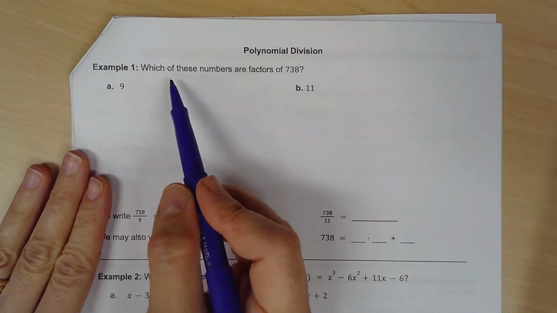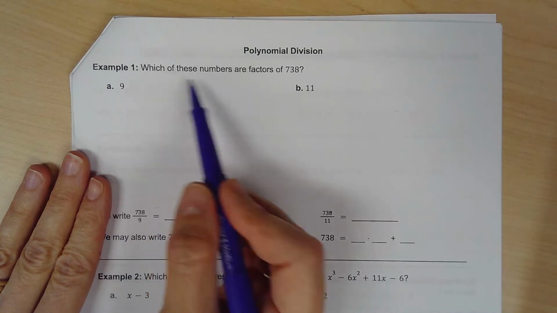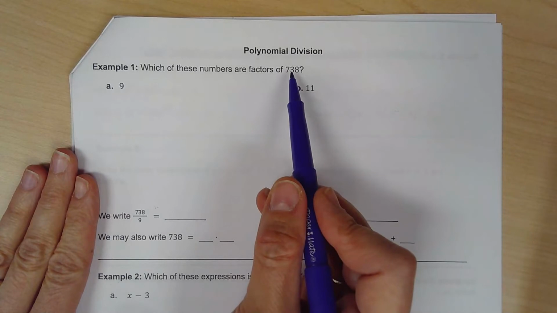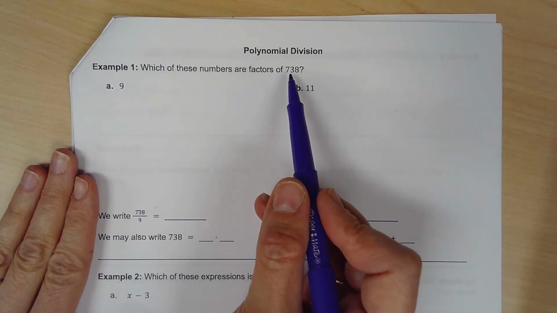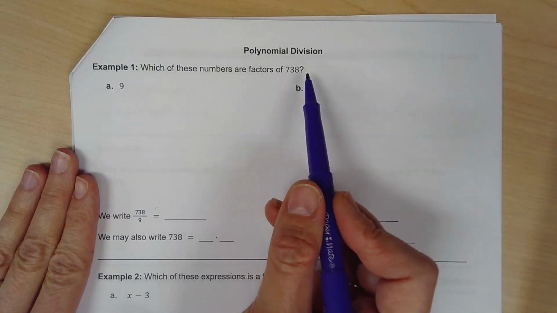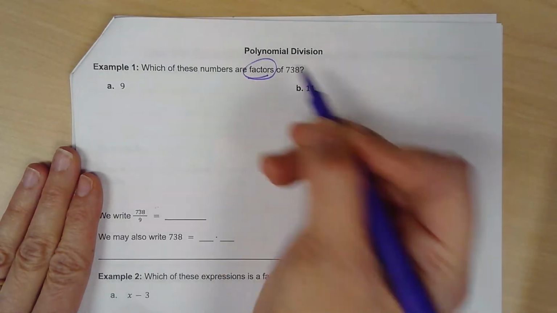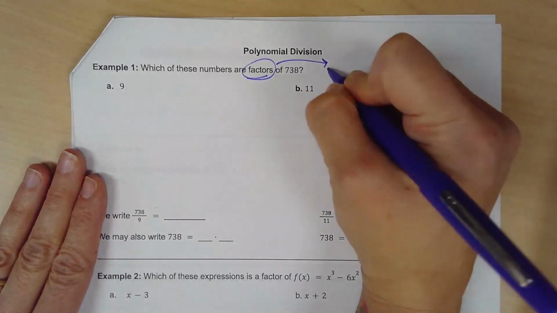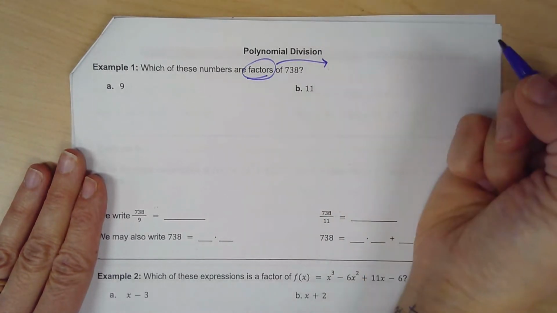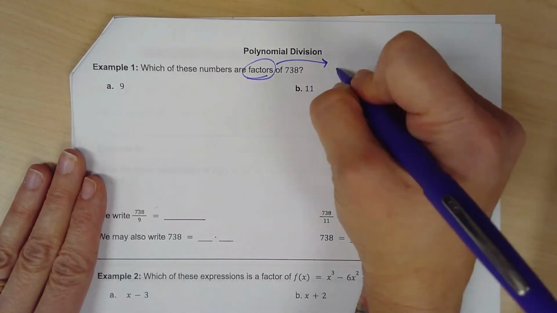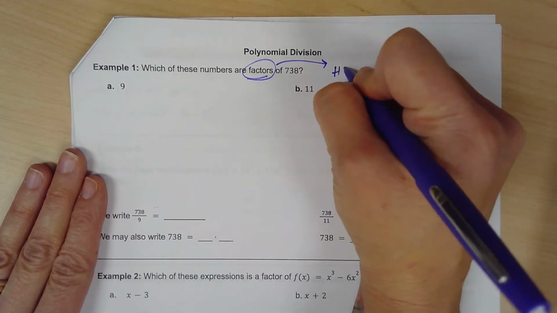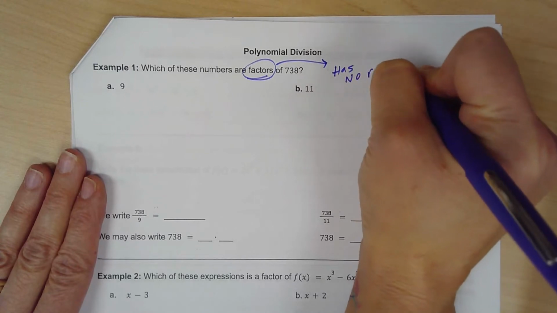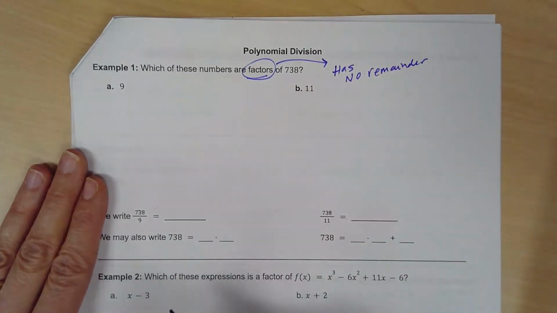One of the things we're going to keep asking you is which of these numbers are factors? We're going to give you different scenarios, but not just numbers. We're going to give you expressions, or numbers and letters together. If you're determining something as a factor, you want to check to see if it goes in there evenly. So if something is a factor of 738, that means it would have no remainder. If I divide this, it would go in there evenly.